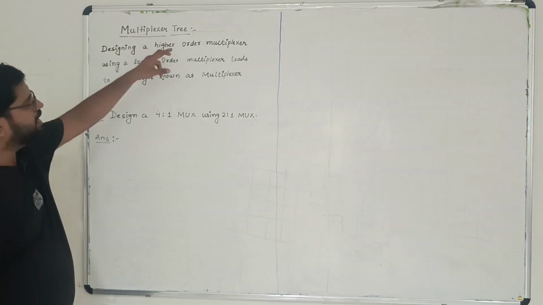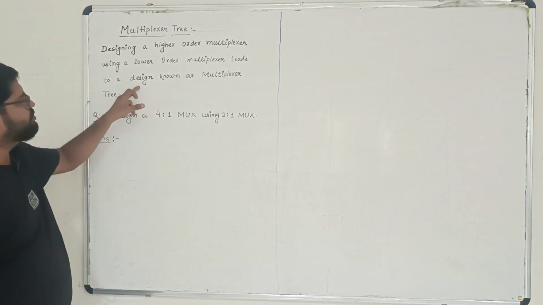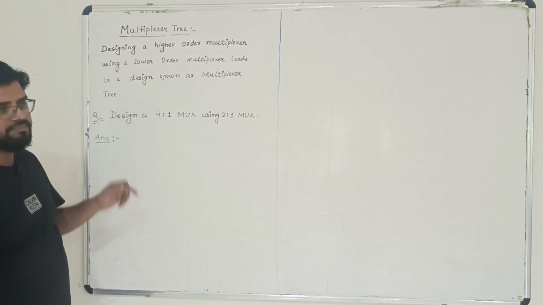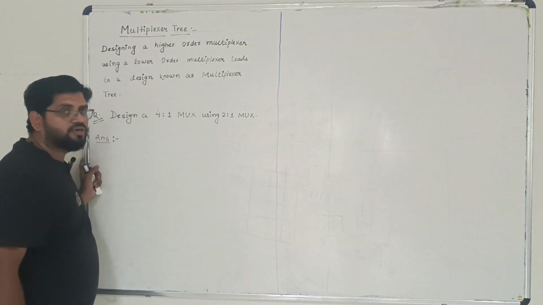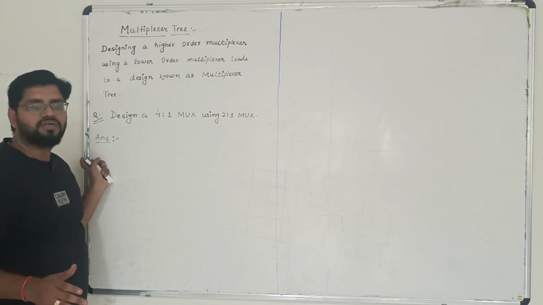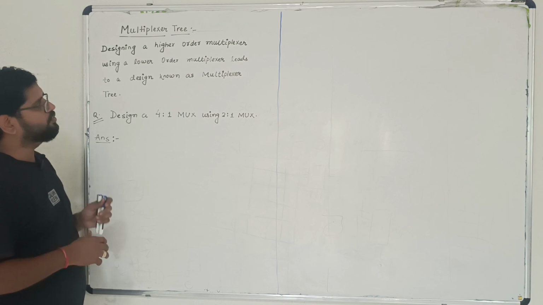When we are designing a higher order multiplexer using a lower order multiplexer, it leads to a design that is known as a multiplexer tree. I mean, when we are going for any kind of higher order multiplexer. Higher order multiplexer is a comparative term, you have to be comparative while going for the design.